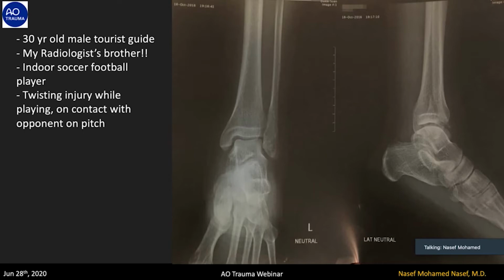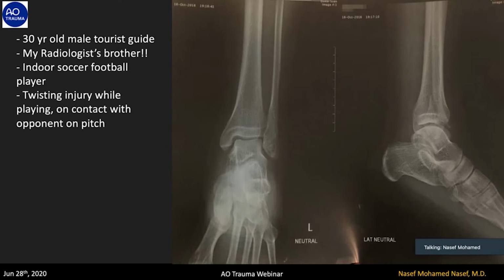Now, this is the case. He's a 30-year-old male. He's a tourist guide. He's actually the brother of one of our radiologists, a good friend of mine. He's also an indoor national soccer football player, so he plays for the national team. And he had this injury while he was playing football, with contact with an opponent on the indoor pitch.